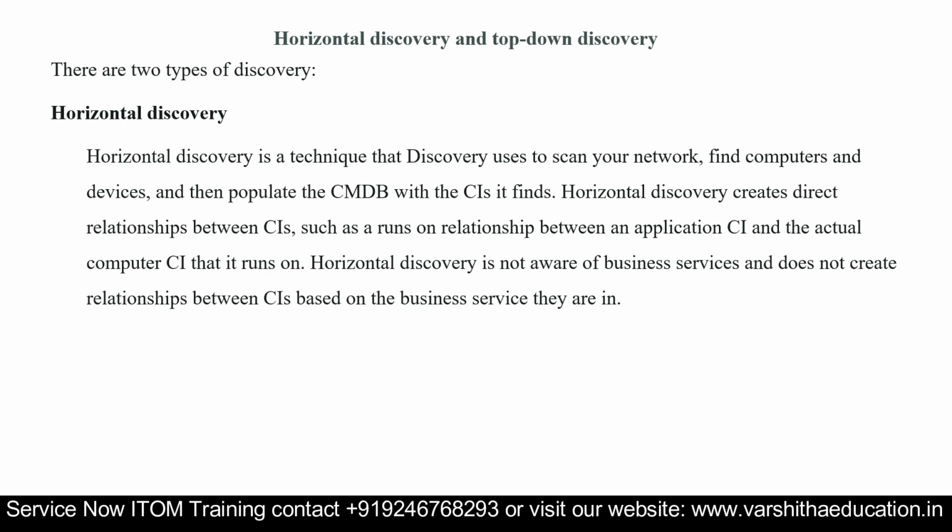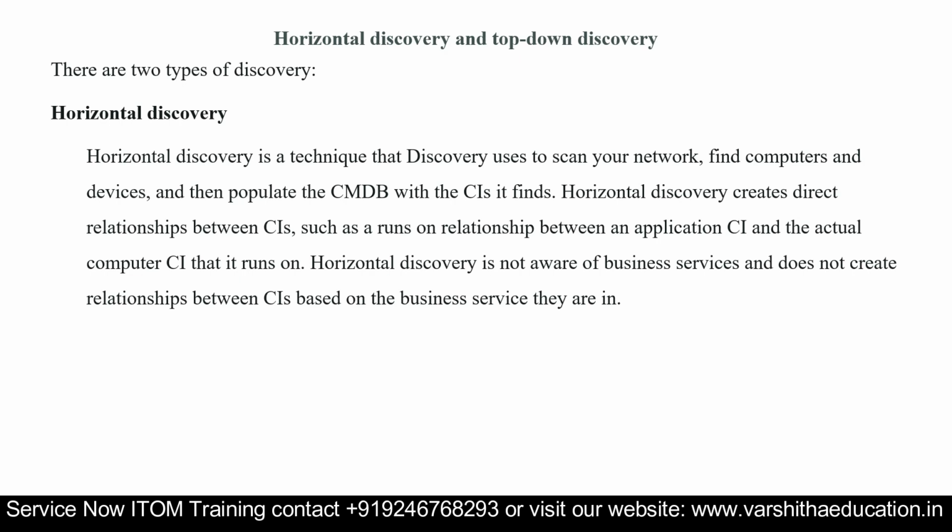For example, horizontal discovery is not aware of business services and does not create a relationship between the CIs based on the business service they are in. Simply, if we don't have any awareness, we cannot make a relationship between the CIs. One CI is related to another CI. For example, a router is related to a particular computer or device, right?